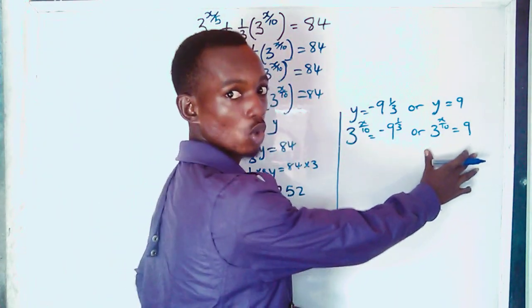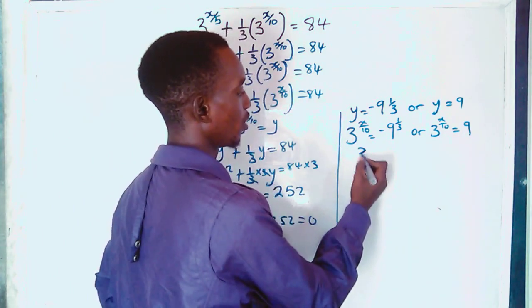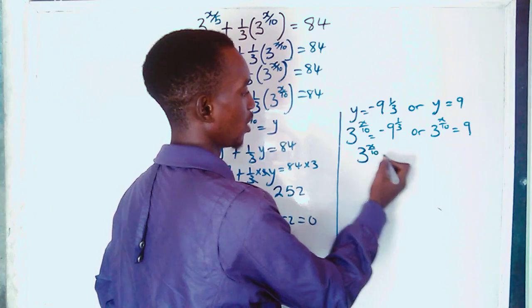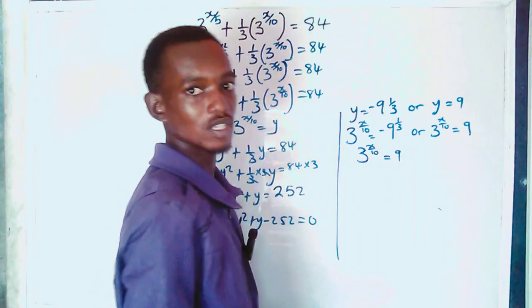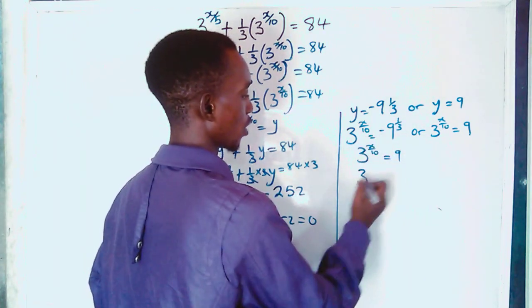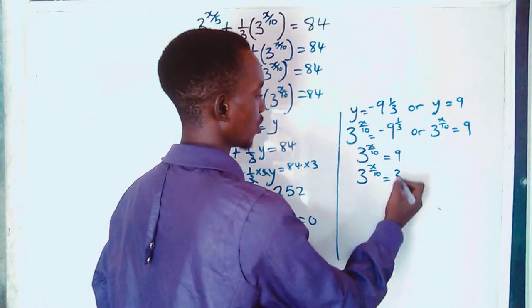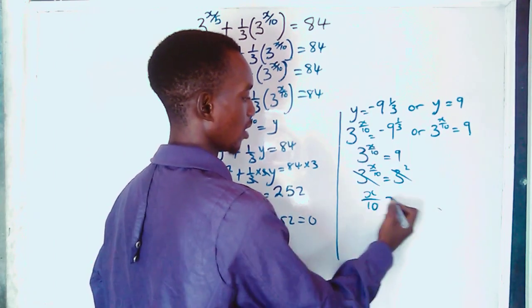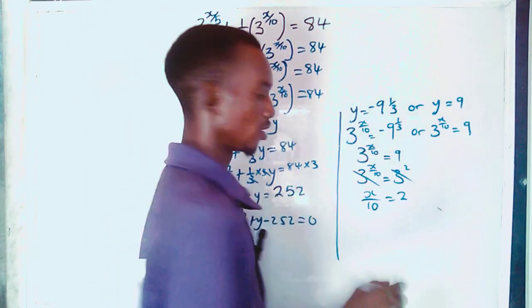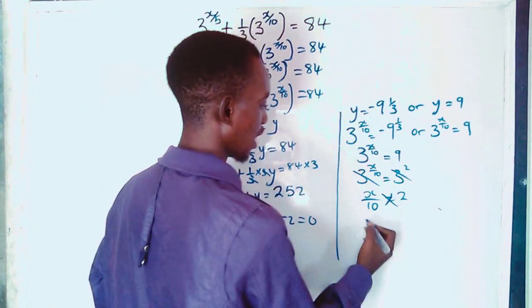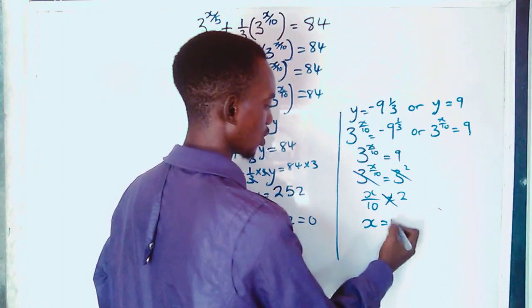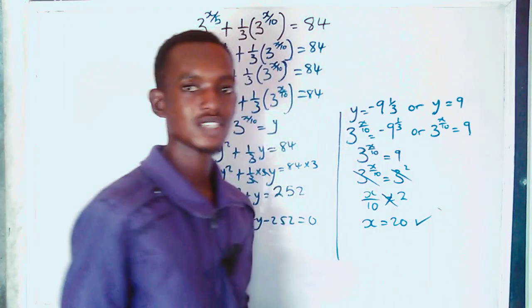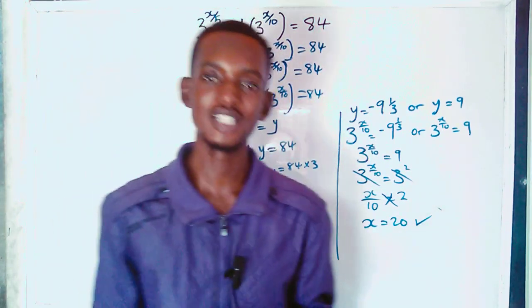That means we are left with only the solution, which is 3 raised to the power x over 10 equals what? 9. So we can express 9 as 3 raised to the power 2. We have 3 raised to the power x over 10 equals 3 raised to the power 2. So 3 cancels 3. We have x over 10 equals 2. Then finally, by cross multiplying, we have x equals what? 20. Our final answer. Very, very simple. So that is not hard.